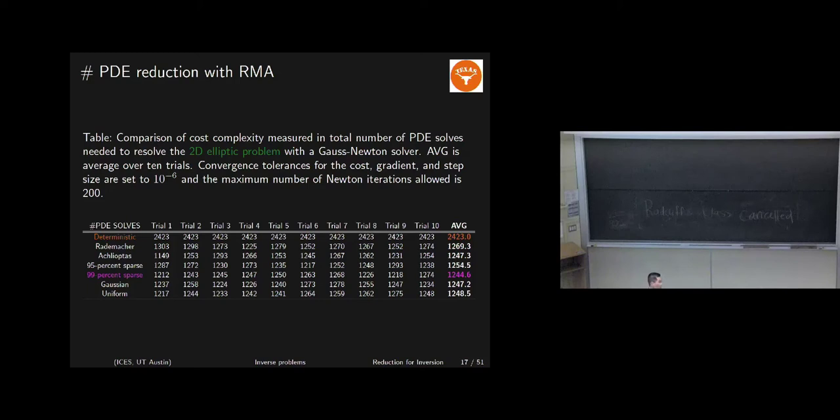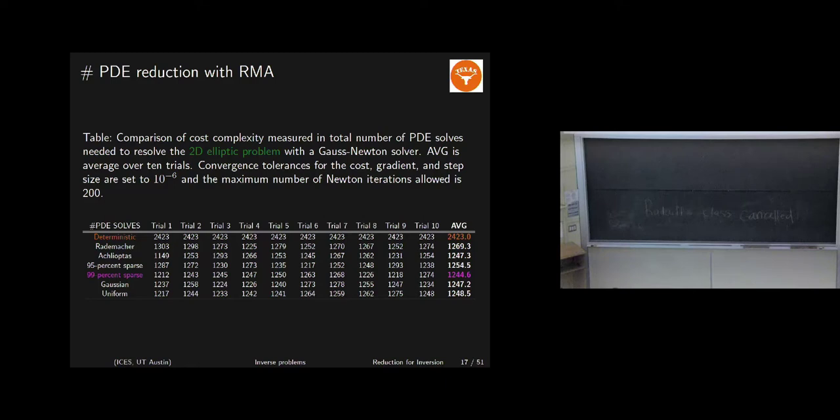So if you use the full dimension, and you have a lot of trials here, on average you need 2,423 PDE solves, right? You solve the PDE 2,400 times. But this is the many-way to do random projection, and this one I'm going to show you, even with 95 or 99% sparsity, all of these, you cut half the number of PDE solves. Okay, you reduce the dimension of the data, and at the same time you cut down the number of PDE solves, and yet you still can get a reasonable solution, right?